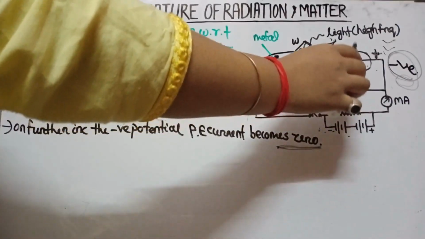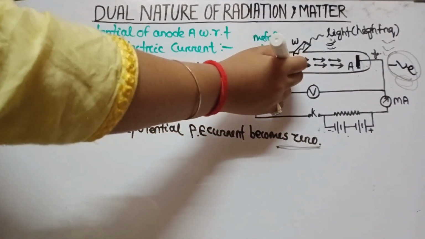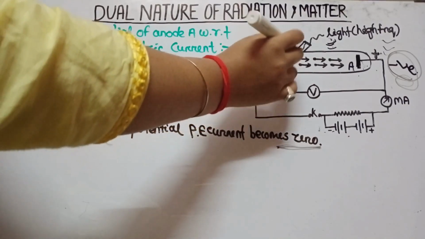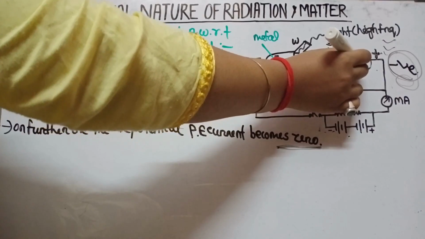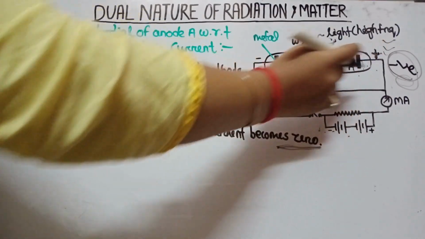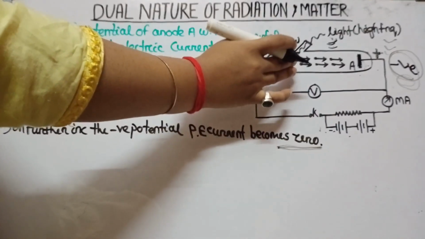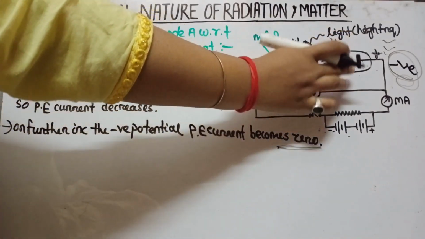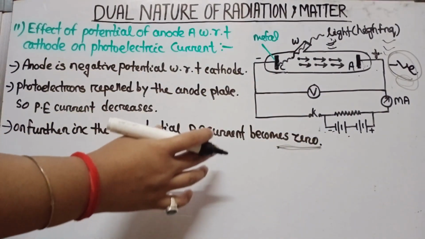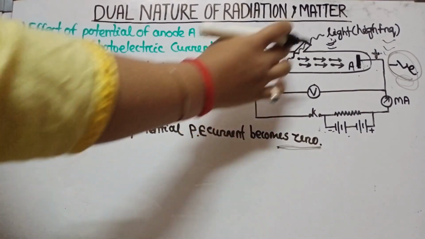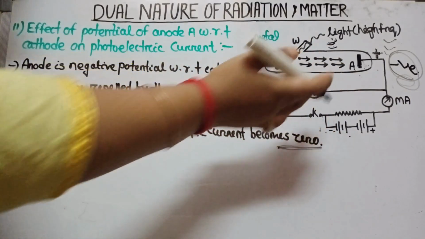That means no photoelectrons reach the anode plate. Here emission takes place. Electrons are ejected from the cathode plate, but they have no kinetic energy to reach the anode plate, because the anode plate repels all the electrons. That means the photoelectrons are not able to reach the anode plate, so the photoelectric current is zero.